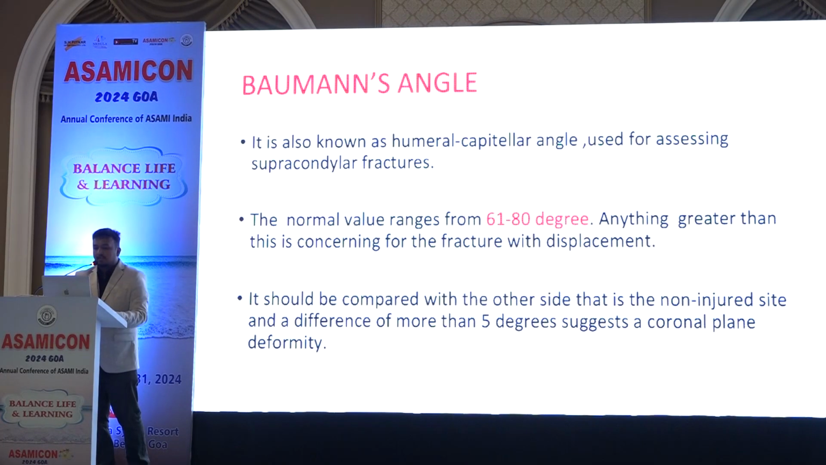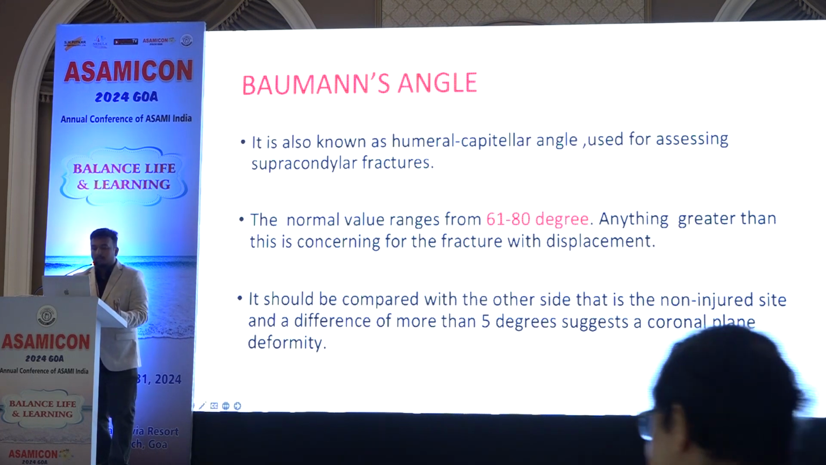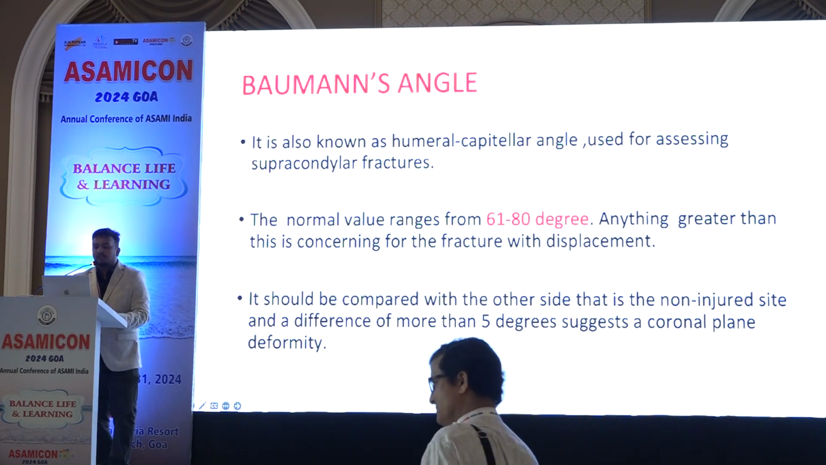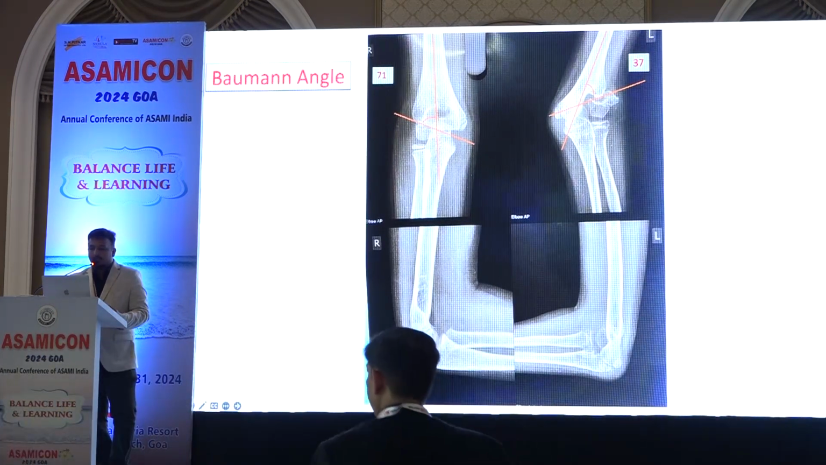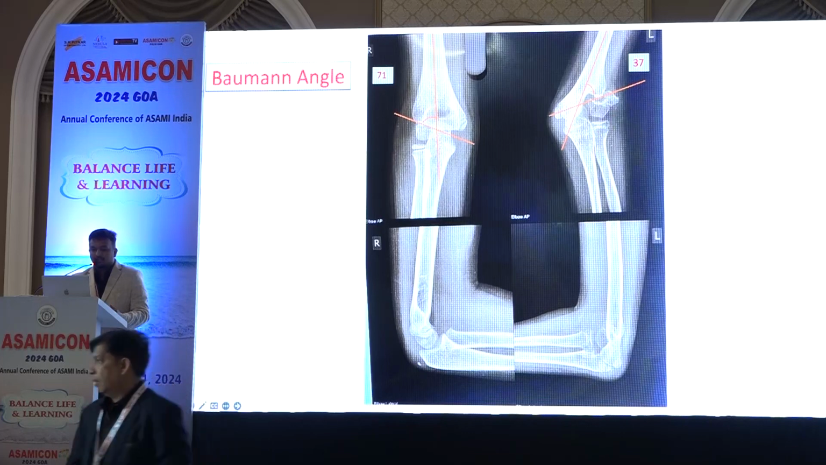What is the Baumann angle? It is also known as the humeral capitellar angle, used for assessing supracondylar fractures. The normal value ranges from 61 to 80 degrees, and anything greater than that is concerning for fracture with displacement. It should be compared with the other side, that is the non-injured side. Usually any Baumann angle above 80 degrees is concerning for fracture, but we should also take into account the opposite side, such that if there is a difference of more than 5 degrees, it suggests a coronal plane deformity. Here, on the right side it is 71 degrees, whereas on the left side, which is the abnormal side, it is just 37 degrees. So there is a gross difference of around 35 to 40 degrees.